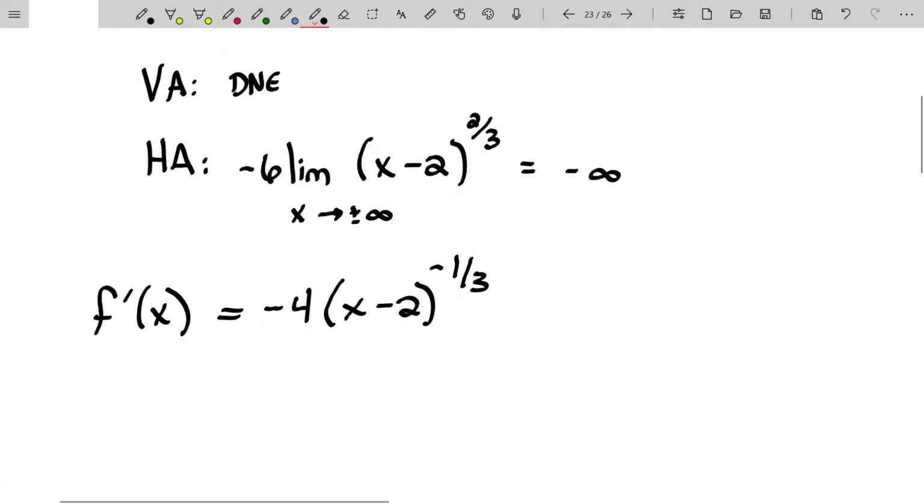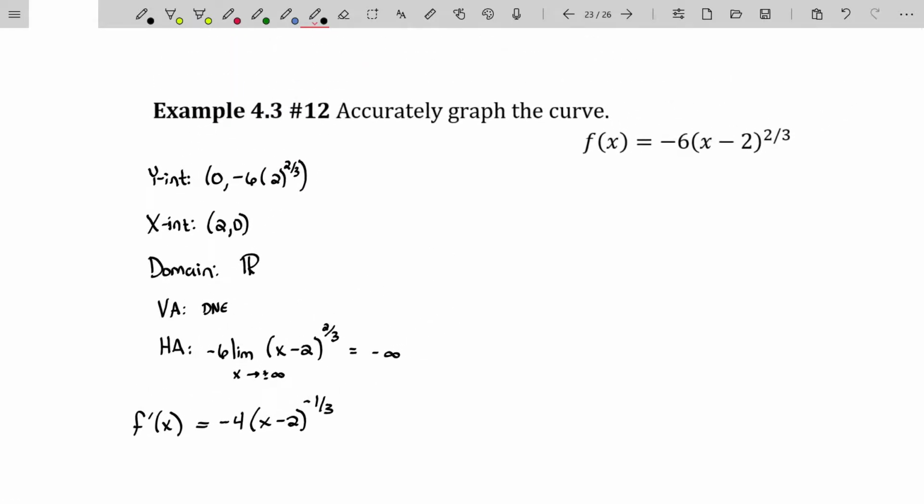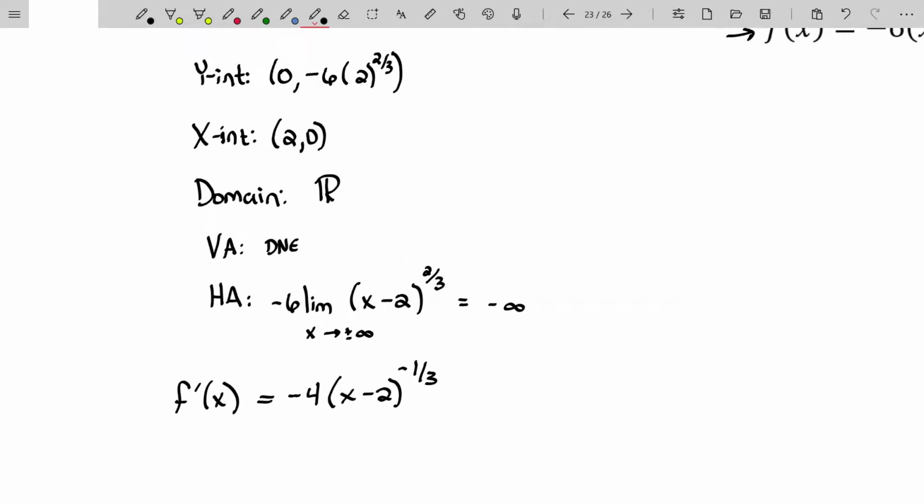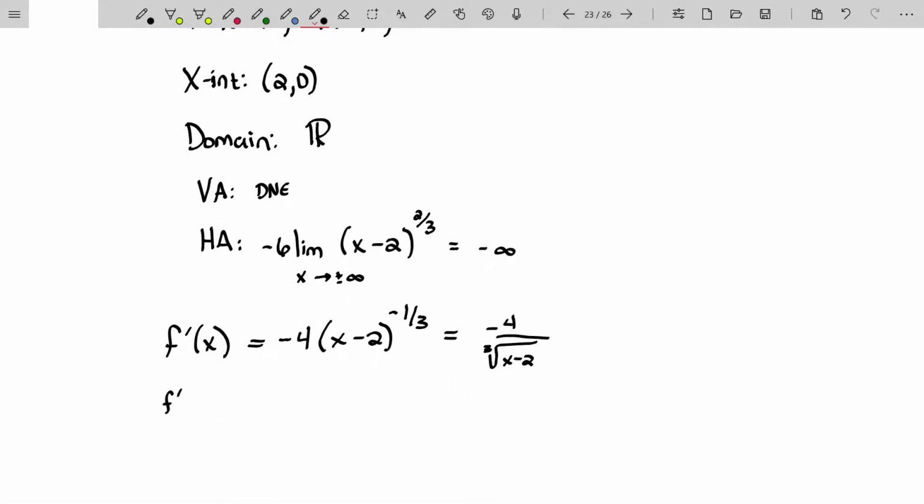Now remember what you need to do here. You need to find the critical numbers of our function f. The critical numbers occur when the derivative is 0 and when the derivative does not exist. Notice our domain is all real numbers, and yet the derivative actually doesn't exist at 2 because this is technically -4 over the cube root of x minus 2. You have to watch out for that. So f prime does not exist at x equals 2.